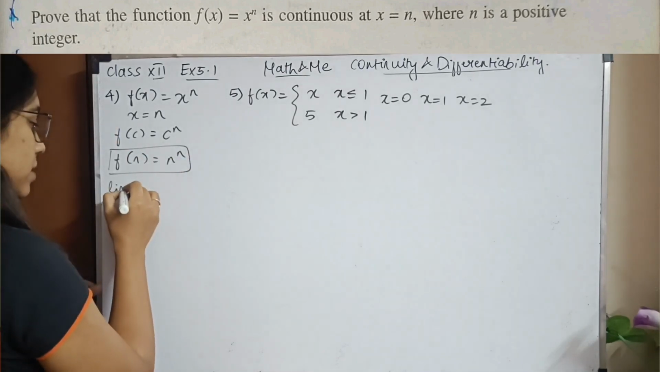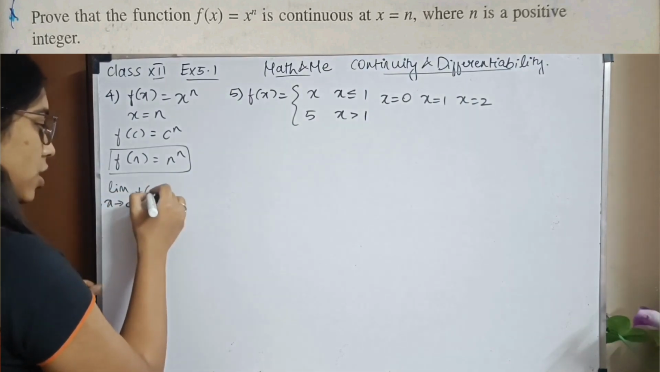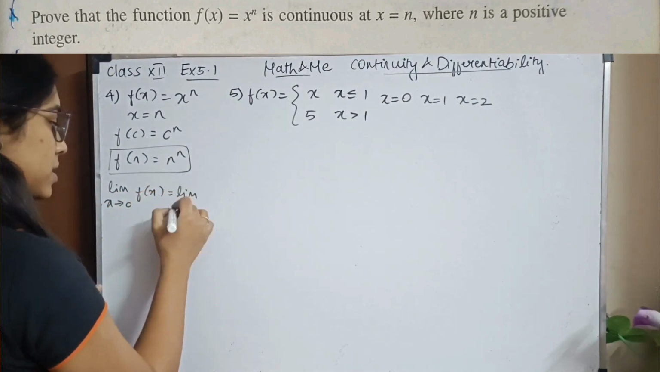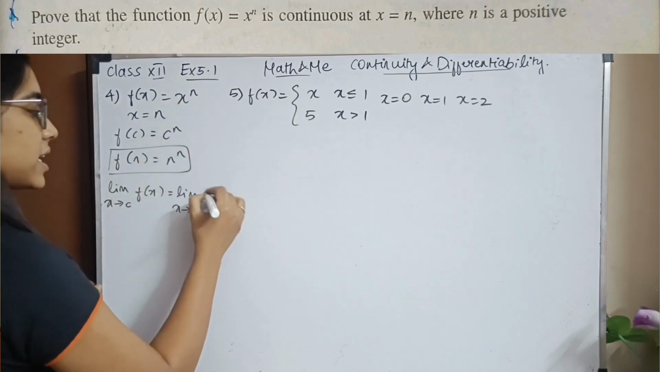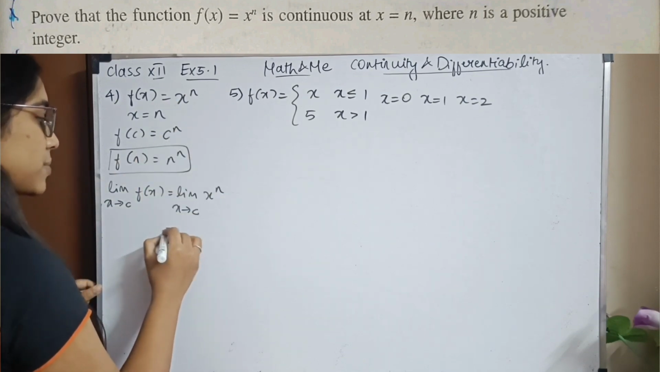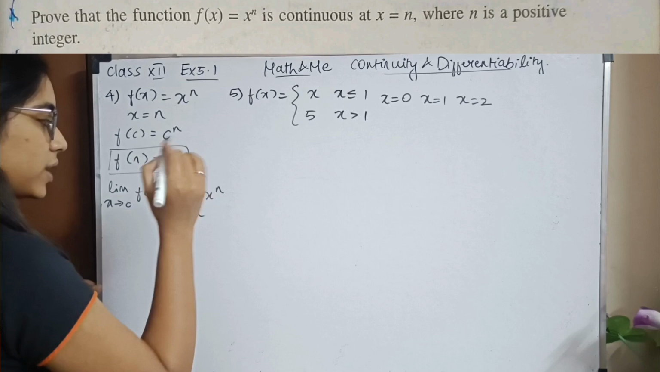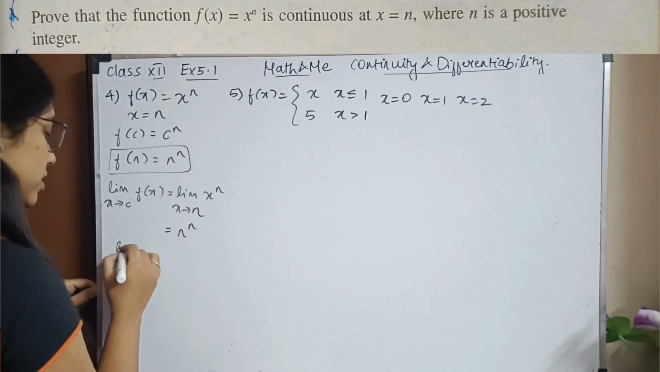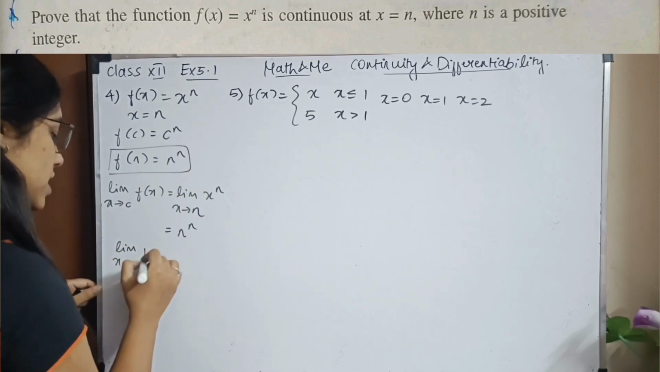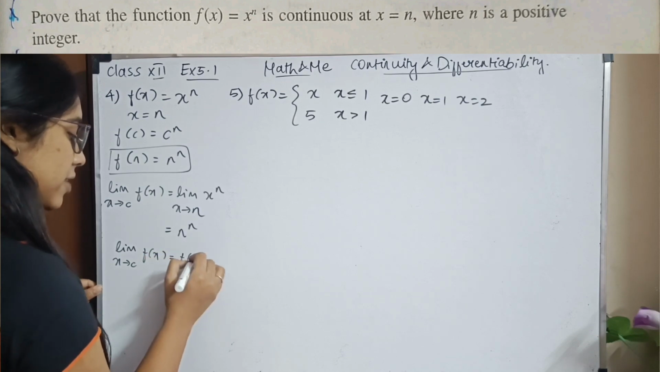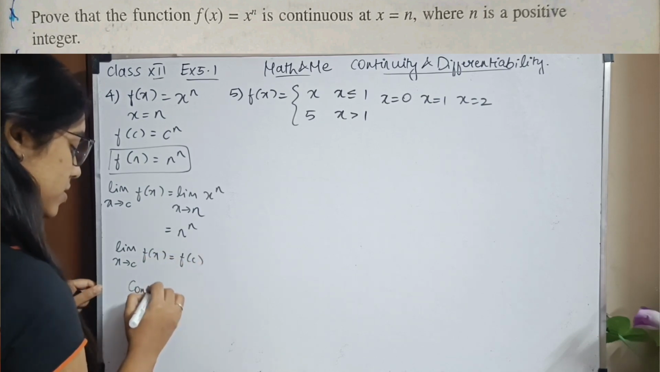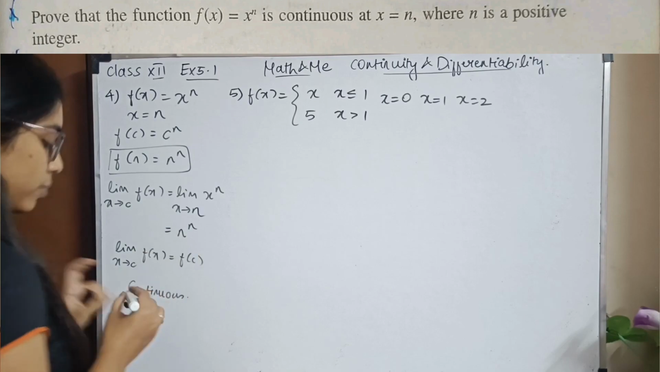இப்போ limit x tends to c of f of x, which is limit x tends to c of f of x என்ன? X to the n. I'm going to substitute the value of c. c ஓட value என்ன? n. So I'm going to have n to the n. So what do I have? Limit x tends to c of f of x is f of c. So hence it is continuous. Okay, pretty straightforward. ரொம்ப easy.